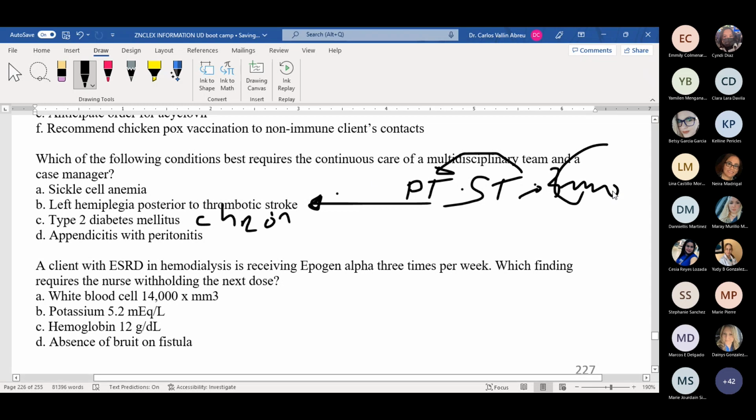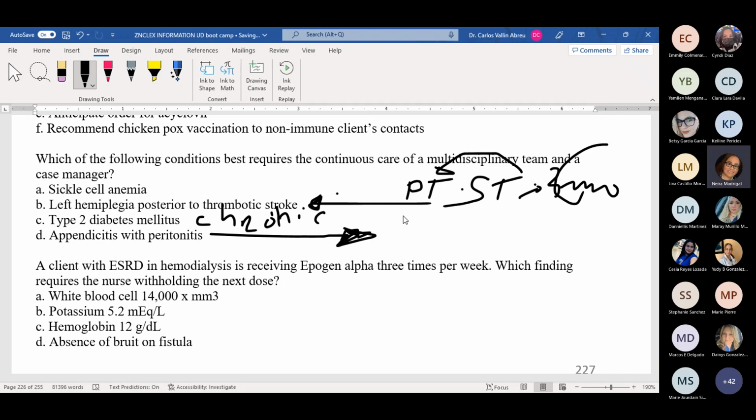The rehabilitation stops, yes or no? Yes. Okay. What happens with type 2 diabetes? The client is going to be diabetic forever, and is going to have something new each time, yes? And who needs to see the diabetic client? The dietitian, the endocrinologist, the podiatrist, the ophthalmologist, et cetera, et cetera.